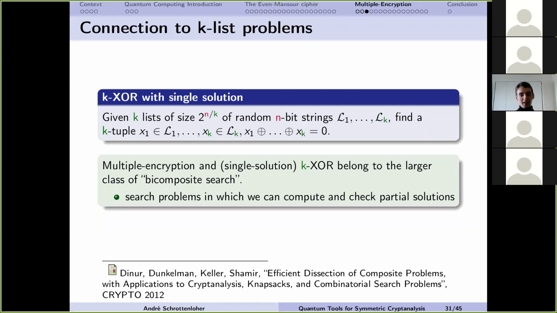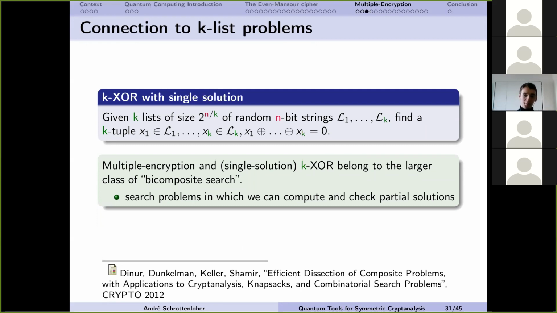This problem is connected to the K-list problem. And what I mean by K-list problem is, for example, a K-XOR problem with a single solution, where, well, nothing to do with multiple encryption. You have lists of random values that you can compose, so n-bit strings that we can sum with bitwise additions. And we're looking for a K-tuple in these lists that sums to 0.